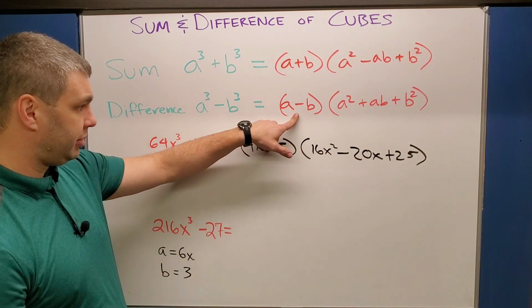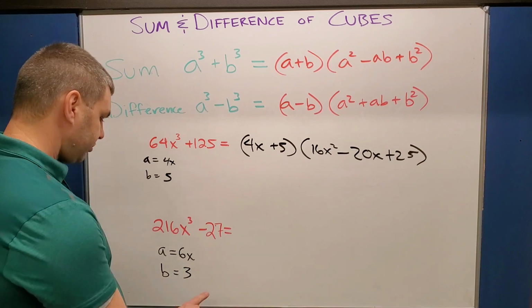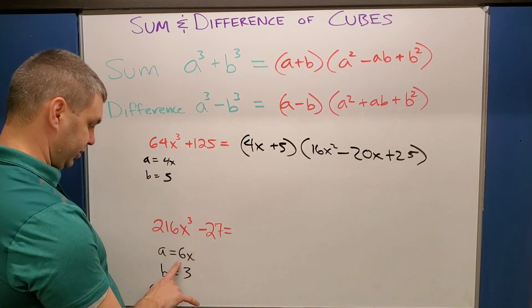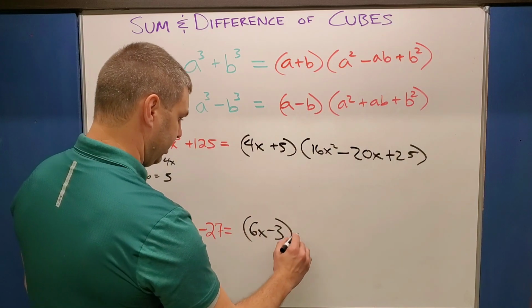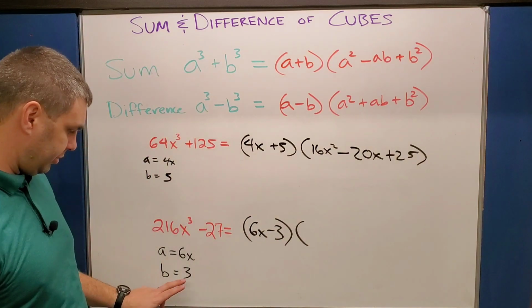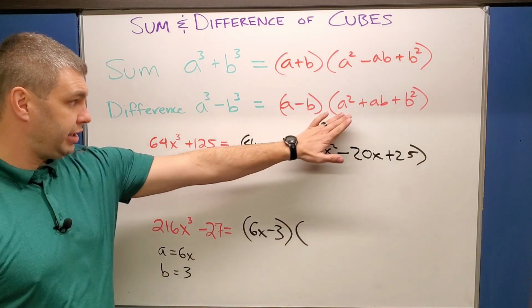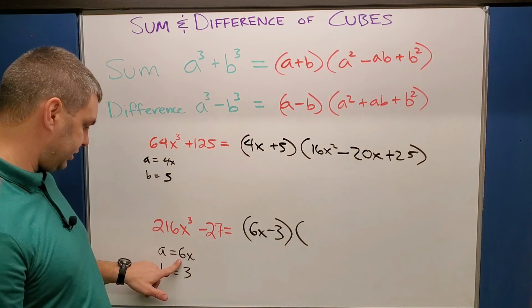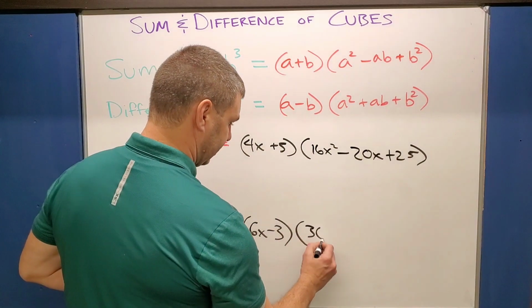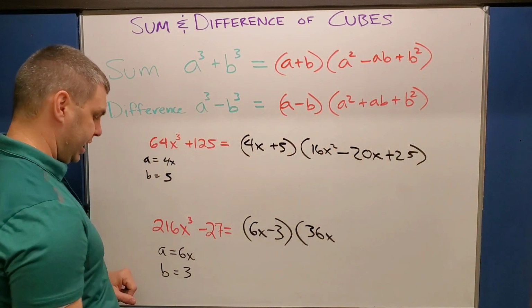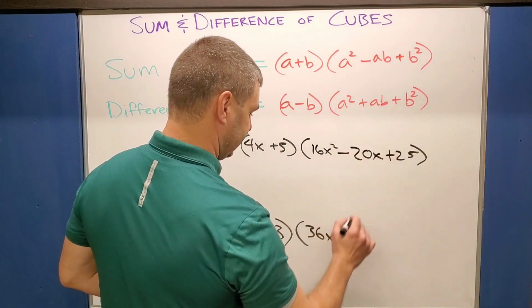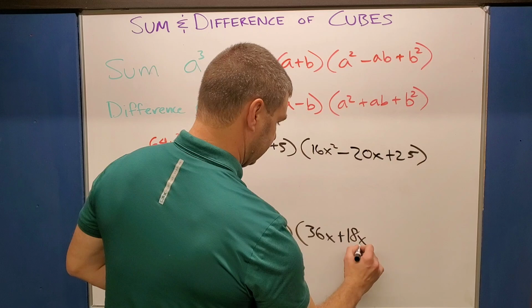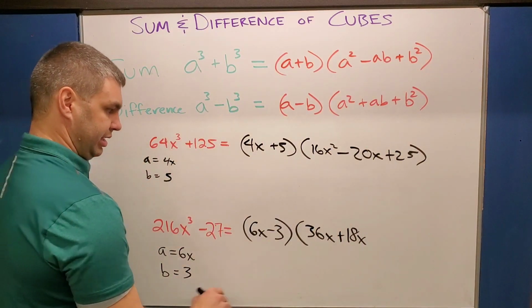All right, now I'm going to be following the template for this bottom one. I do A minus B, so 6x minus 3. Okay, and then for the second one over here, a squared, that is 36x squared. All right, and then AB, that's going to be 18x, and that gets a plus this time. And lastly, B squared is going to be 9.